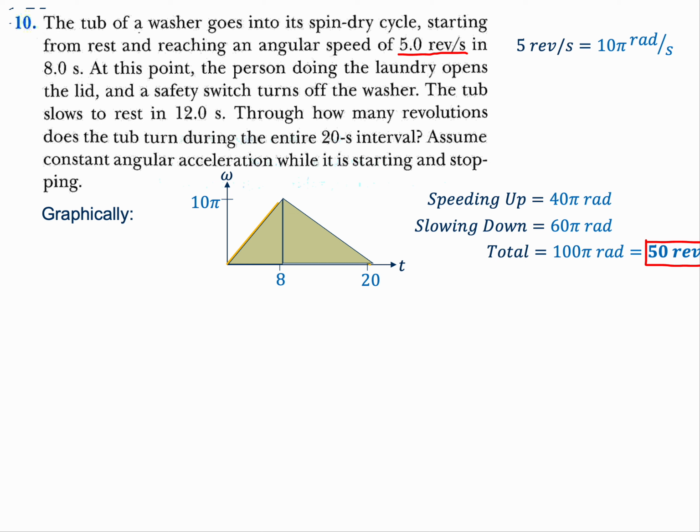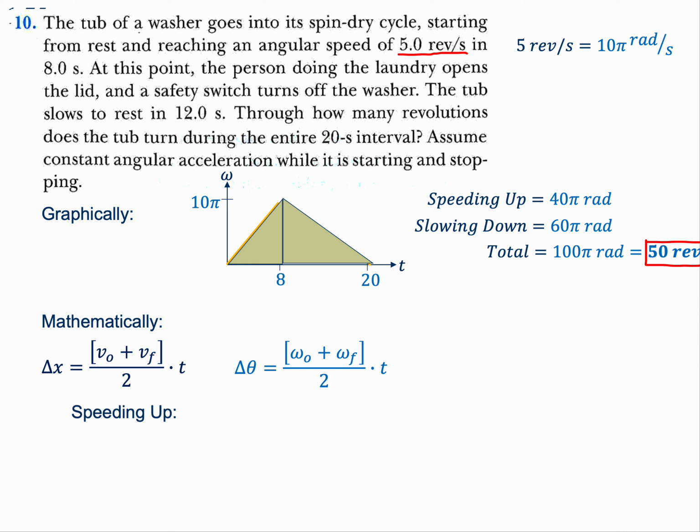Say you want to solve this one mathematically, how could you do it? Well, there's lots of different ways, but we don't know the angular acceleration. And so I would probably recommend this one. This one has initial velocity, final velocity, time, and displacement, delta x. The rotational equivalent of that would look like this, just translating each of the elements. And if we use that, we can calculate it.